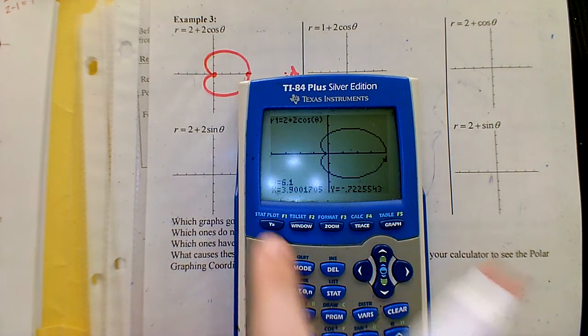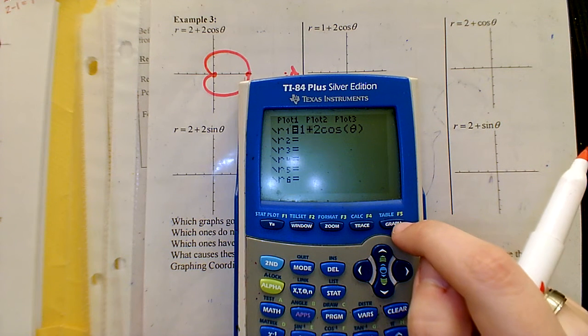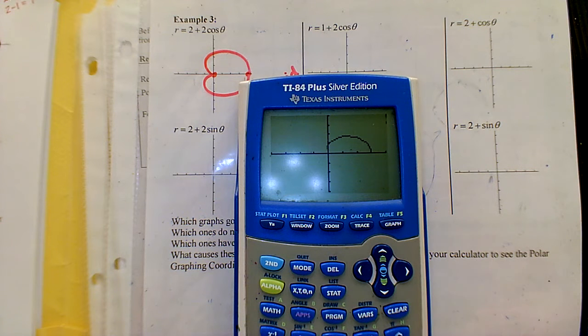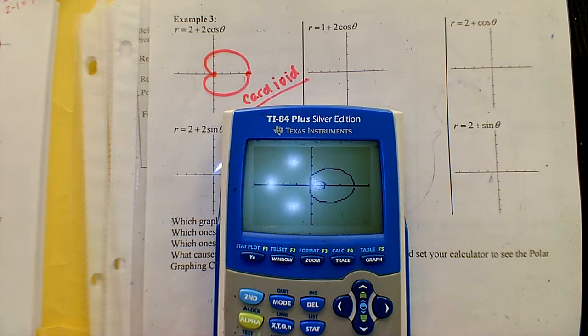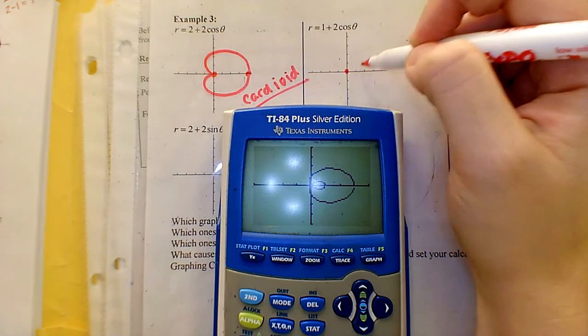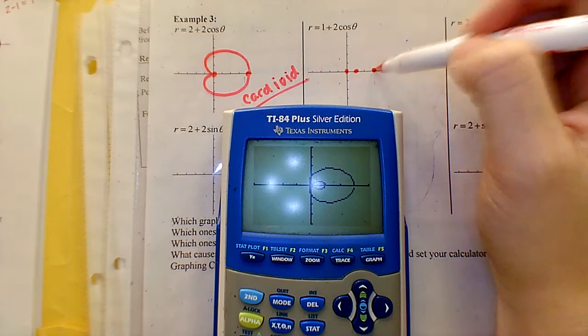Let's try the next one. Okay, so y equals, we'll do 1 plus 2 cosine. So this one's a little different. It's not exactly a heart shape, but it looks like we have this inner kind of loop, and the inner loop goes out to 1, whereas the larger loop goes out to 3.